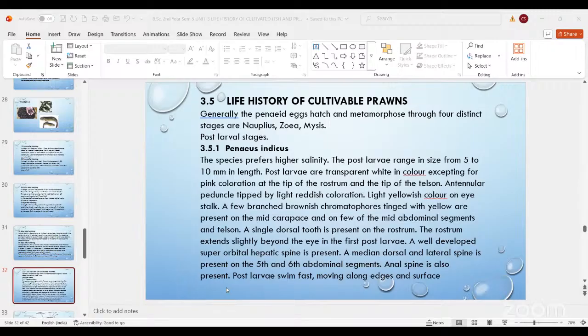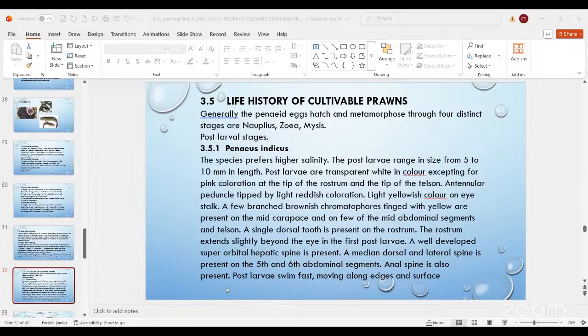Post-larvae are transparent, white in color, excepting for pink coloration at the tip of the rostrum and the tip of the telson. Antennular peduncle tipped by light reddish coloration. Light yellowish color on eye stalk. A few branched brownish chromatophores tinged with yellow are present on the mid carapace and on a few of the mid abdominal segments and telson. A single dorsal tooth is present on the rostrum.